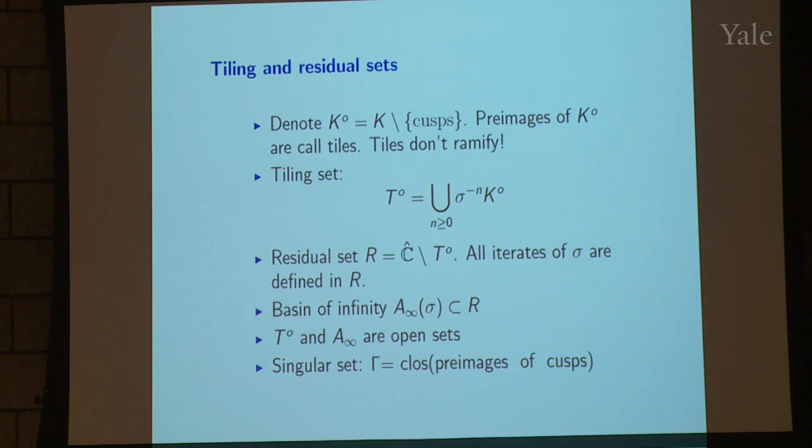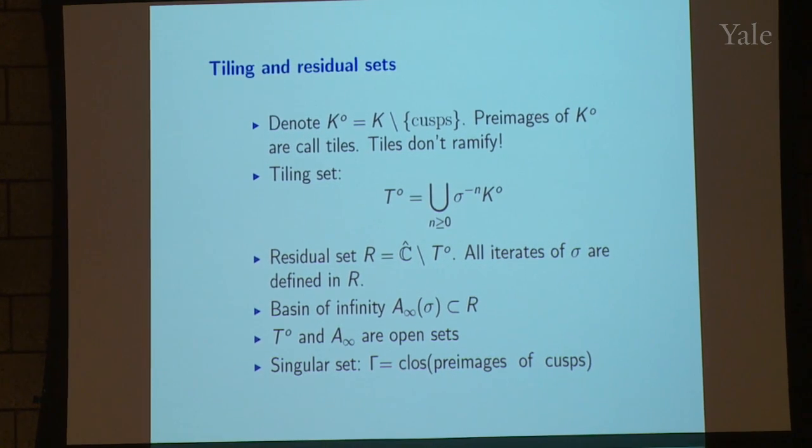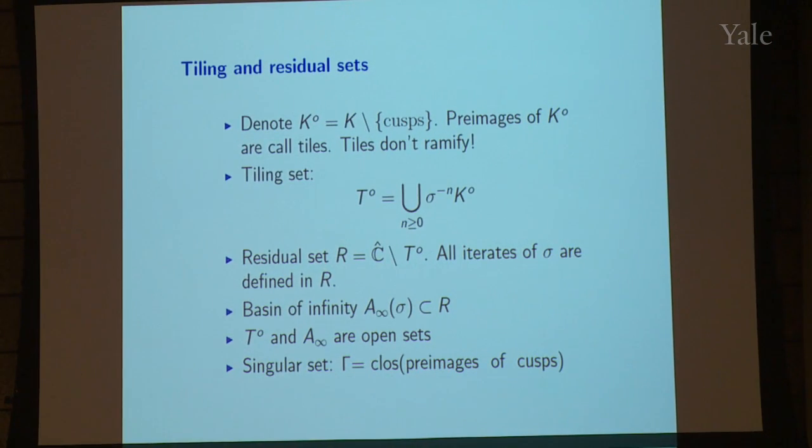In particular, the basin of attraction to infinity, the points there, they will go to infinity rather than land on the deltoid. So it's in the residual set. So we have two open sets, the tiling set and the basin of attraction to infinity. And also we have a singular set, the closure of the preimages of all cusps.